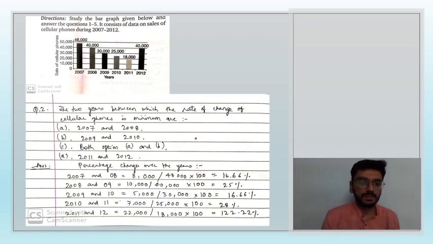So the question is the 2 years between which the rate of change of cellular phones is minimum. The answer comes out to be option C, that is both option A and B. Alright, the minimum rate of change is in C, both option A and B. Let's move on to the third question.